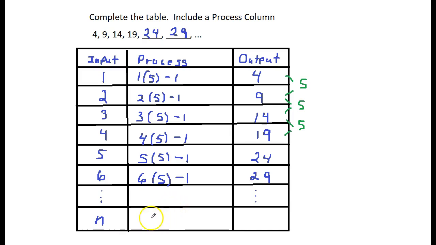Now, we want it to where we could take any number n times 5 minus 1. Now we're going to clean it up so we have a mathematical expression. n times 5 is 5n. Take away 1. So 5n minus 1 is my pattern. I can choose any number that I want to input, and I will be able to get an output. So I don't have to start with 1.